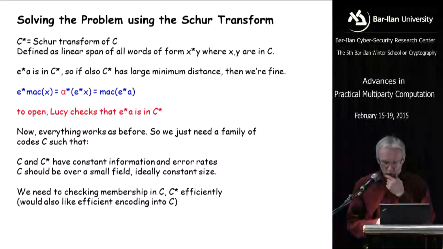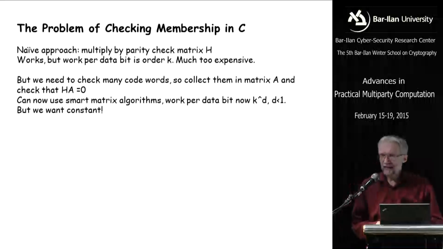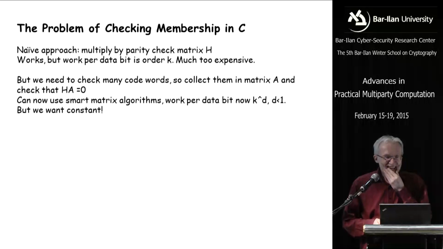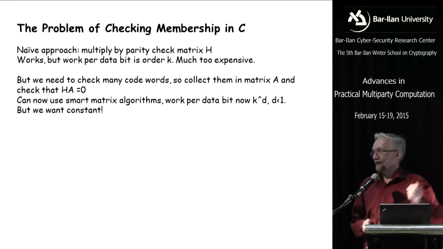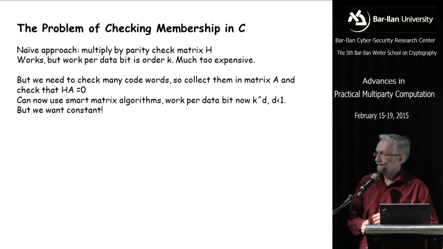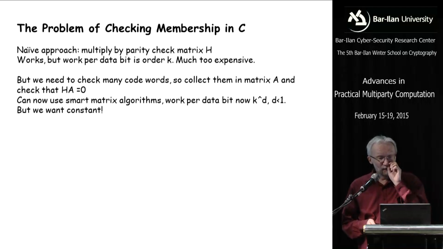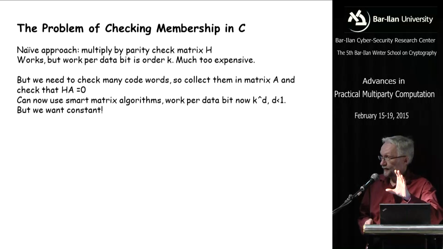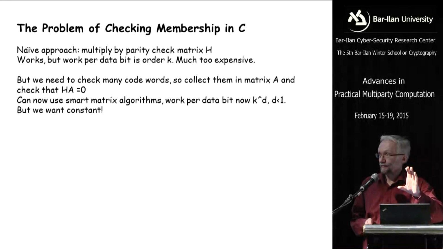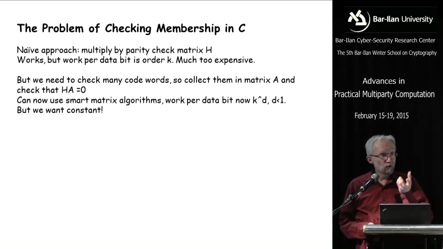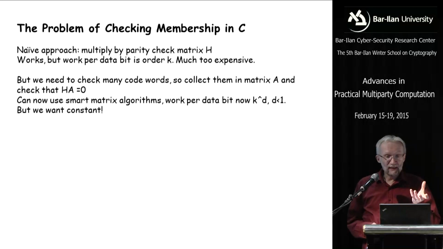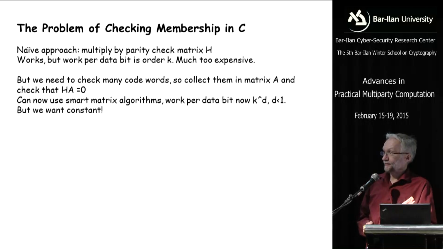Okay. So what about this problem of checking membership in C? The naive approach, of course, is I just take the parity check matrix H and I multiply by that thing. See if that's 0. It's 0 exactly if I'm in the code. That's fine. Unfortunately, each code word contains order k data bits. So I'm doing this parity check matrix multiplication in a naive way, I'm going to spend quadratic time doing this, right? So I'm spending k operations per data bit, which is not good.